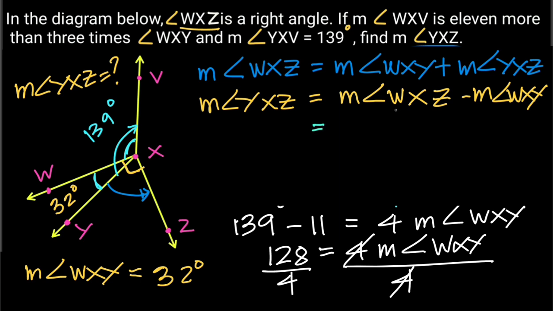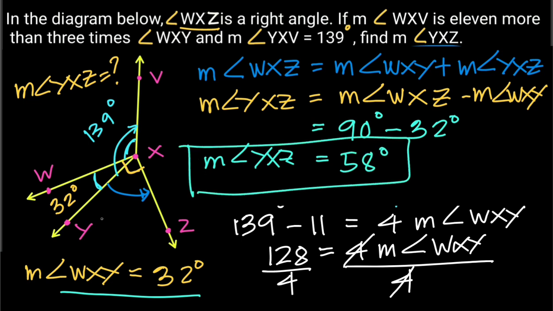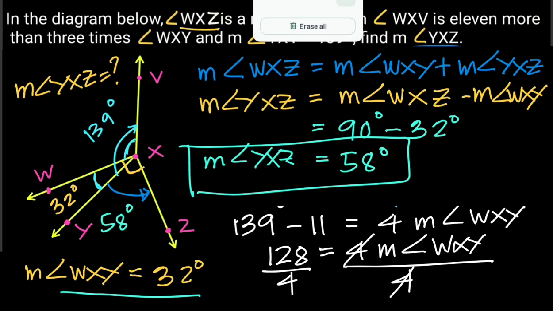We knew that the measure of WXZ is 90 degrees since it is a right angle. Then we got the measure of WXY, which is 32. So we subtract that one. Therefore, the measure of angle YXZ is equal to 90 degrees minus 32 degrees, which is just equal to 58 degrees. Therefore, this one measures 58 degrees. Now let's solve another problem.